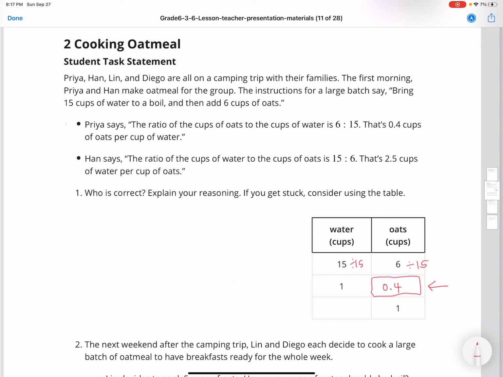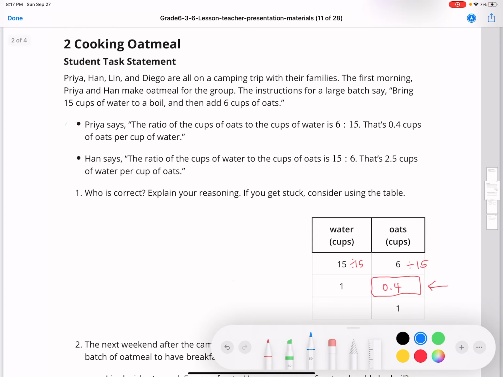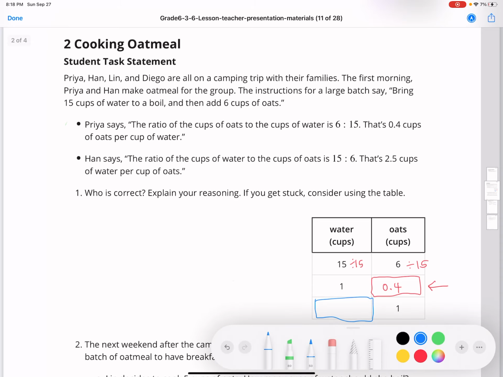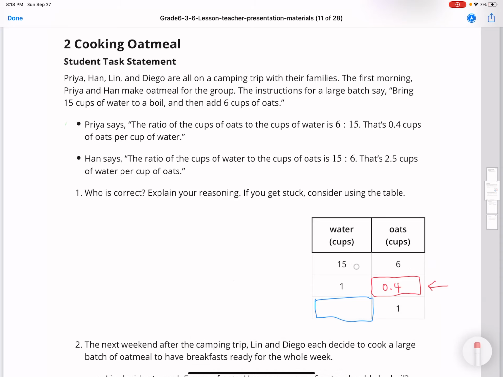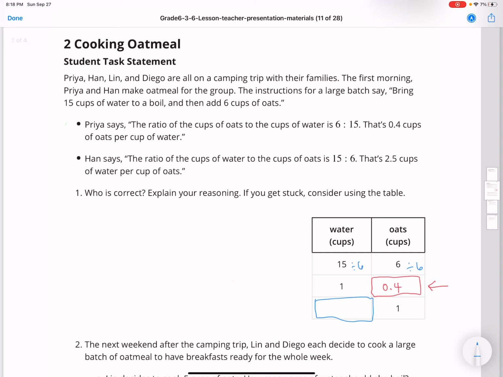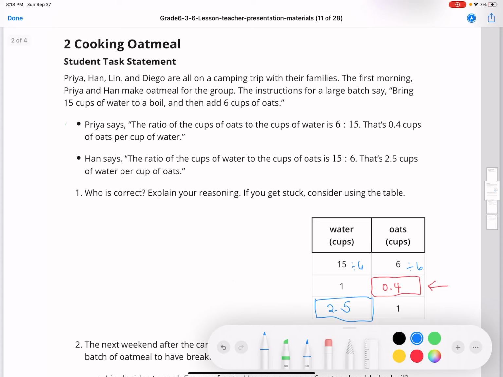Okay. Now the next row of ratios, it says 1 cup of oats, and now I have to find this number. I want to use the same method I used for the first one. I need to figure out what 6 was divided by in order to get to 1. So 6 was divided by 6, and whatever you divide by itself gives you 1. And when you divide 15 by 6, it gives you 2.5 cups. So, makes you wonder, okay?